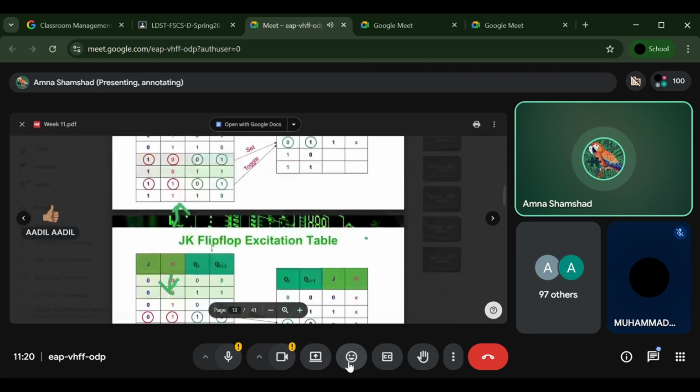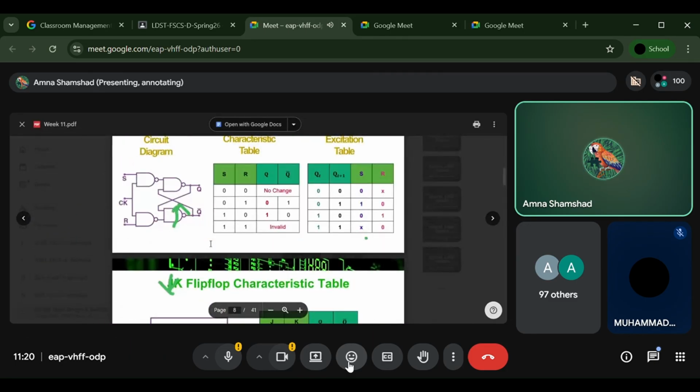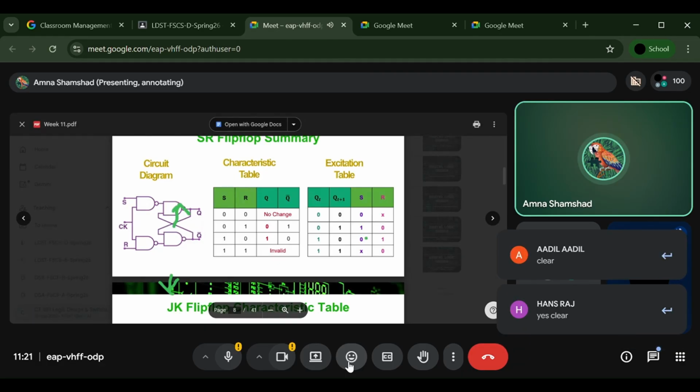And this one is my SR. Plus, you can verify all the 4 diagrams with 1 or 2 input combinations. Is this clear or not? Clear. Okay, thank you.